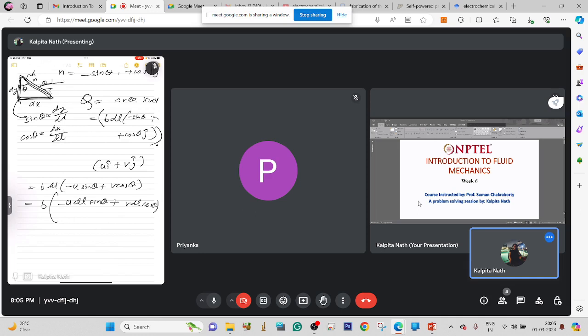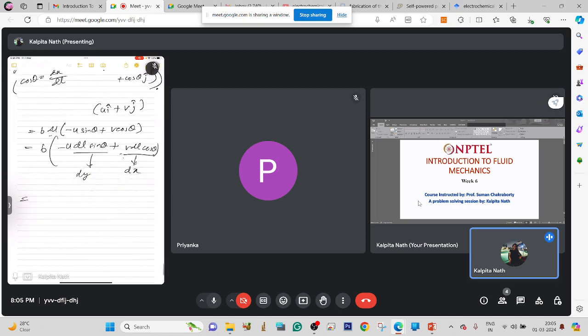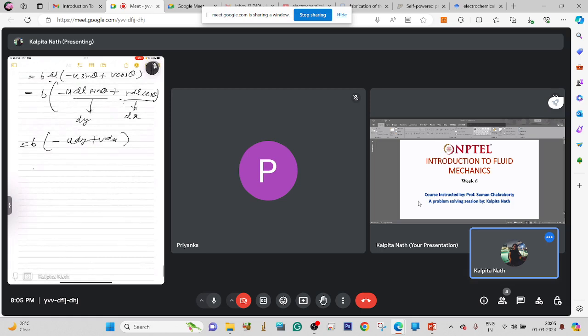Simply, we have multiplied dl inside. So this dl sine theta is dy and this dl cos theta is dx. So we'll just replace this: b times minus u dy plus v dx. That means dq, if we write dq, this will be b d psi.